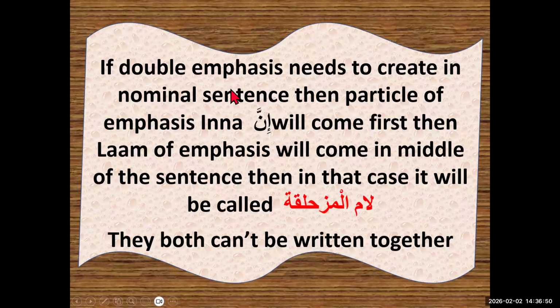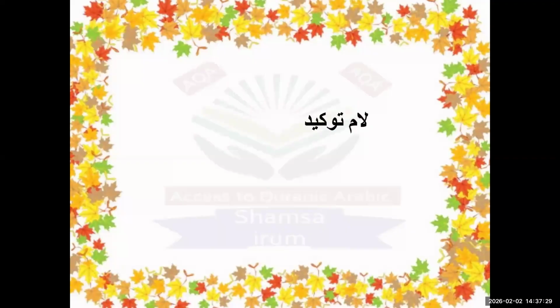If double emphasis needs to be created in a nominal sentence, then the particle of emphasis inna will come first, then the lam of emphasis will come in the middle of the sentence. In that case, it will be called lam al-muzahlaqa. They both can't be written together, meaning we can't say inna and la together. Inna is a particle of emphasis, and lam is also a particle of emphasis. They both create emphasis in the jumla ismiya, the nominal sentence, but they can't be written together. So inna will come first and then lamu tauqeed.